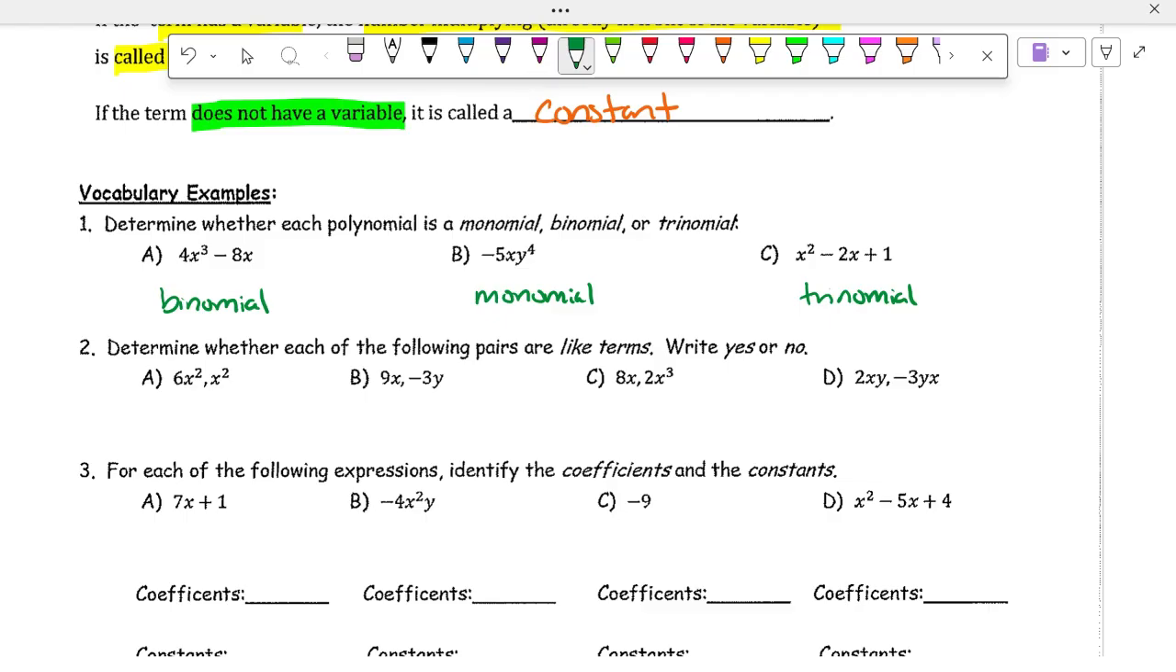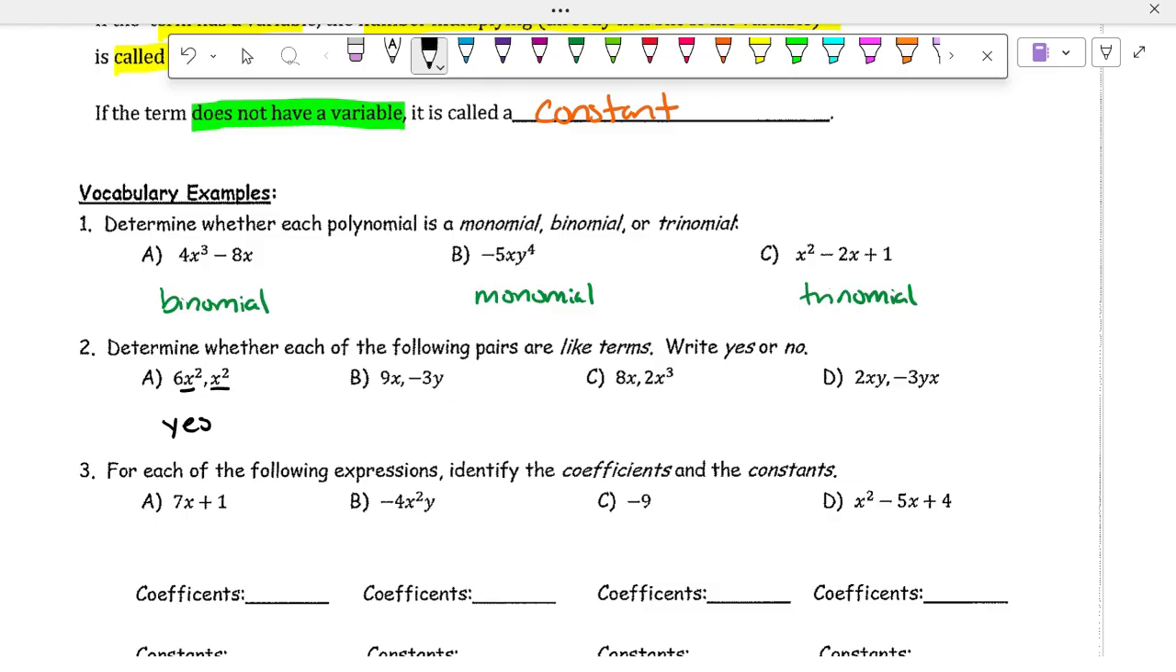Now, for 2, we're determining whether it is like terms or not. So thumbs up for yes, thumbs down for no. All right. So letter A, 3, 2, 1, go. Yep, they are like terms. Same variable, same exponent.